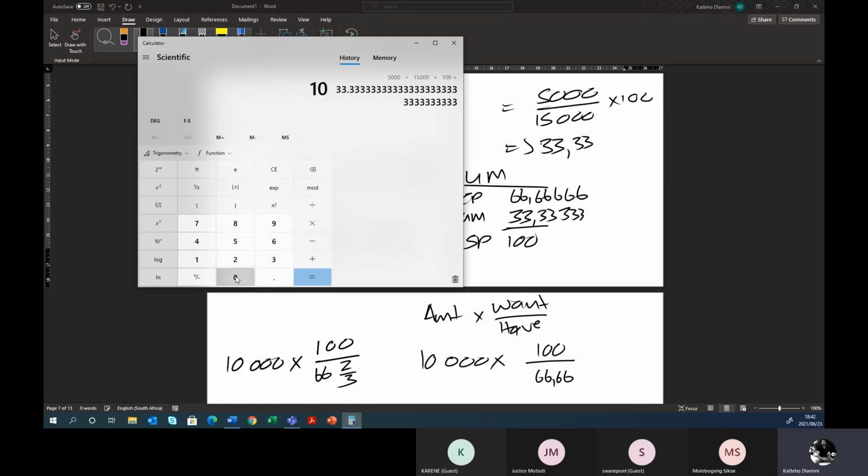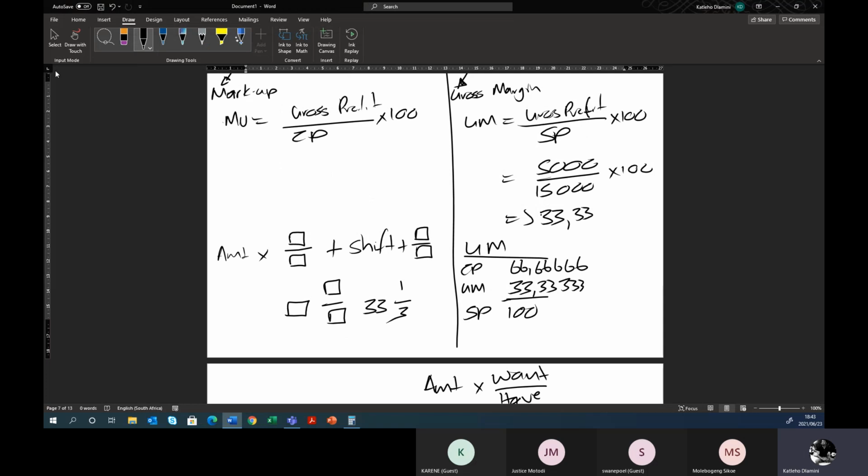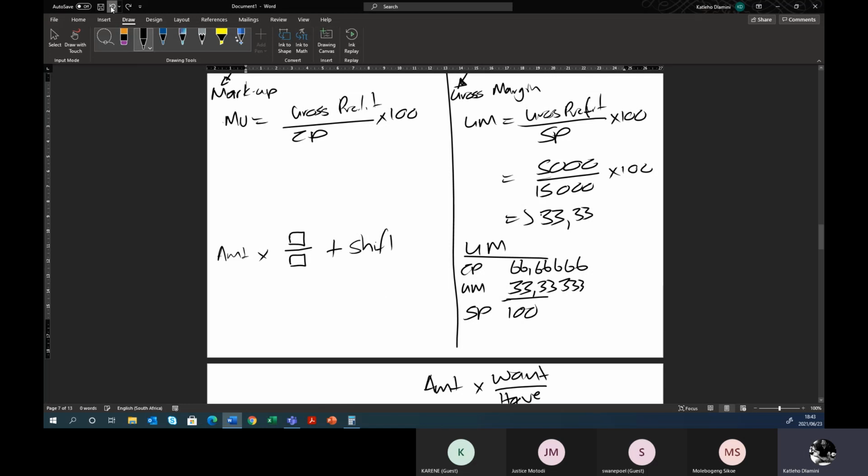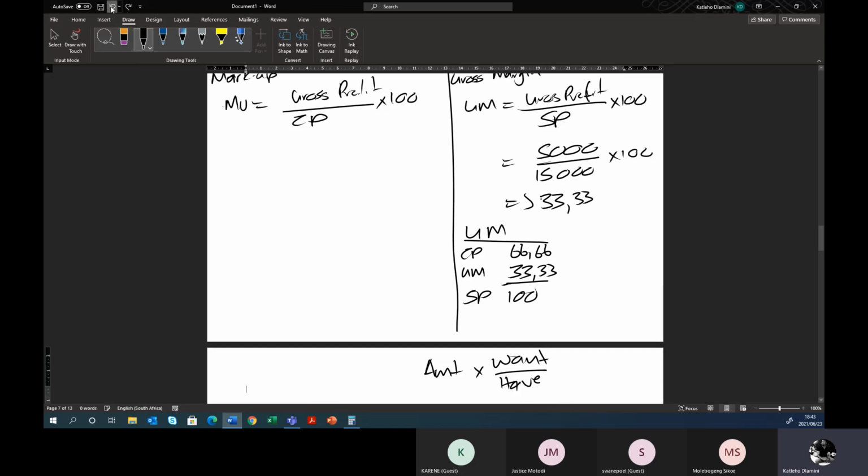So 10,000 multiplied by 100 divided by 66.66666, and I get 15,000. So the 15,000, and then obviously I can't round up any further, and it's the same thing. So usually retailers will use the gross margin, and usually manufacturers will use markup. But whichever one you get in your question, because anybody can use whatever they want, that's how you do it.